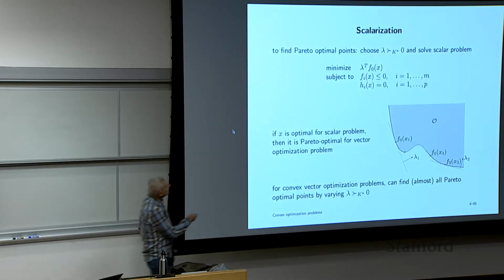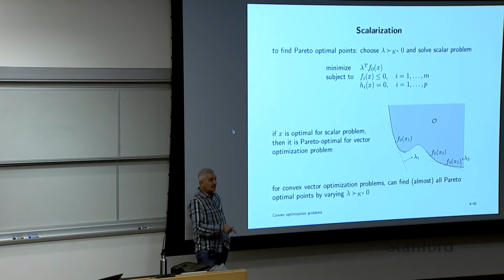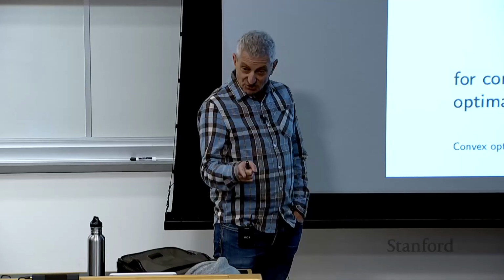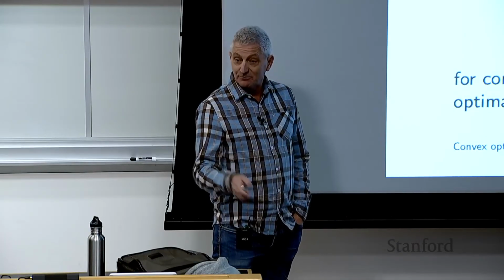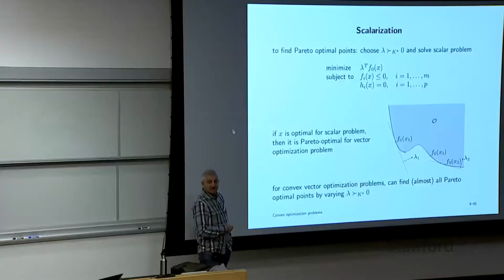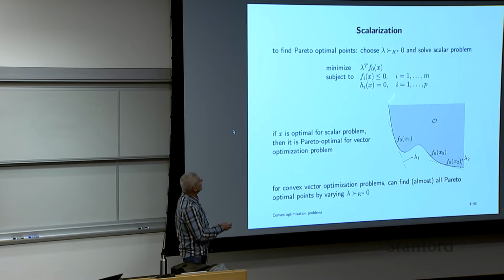Here's one. If f0 of x is K-convex, that means it's a vector function which is convex with respect to the cone K. If I take lambda as positive in the dual cone, then that's a scalar function, and that scalar function is convex. So that's the first thing. So this is an ordinary old convex optimization problem. And the picture is pretty cool, right?